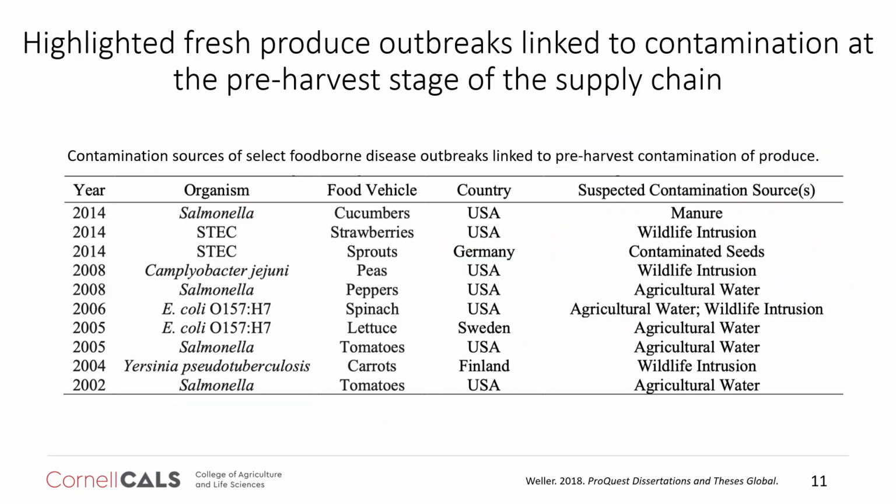Here is a table of a more comprehensive list of foodborne disease outbreaks linked to pre-harvest contamination of produce up until 2014. As we can see, these cases are not alone, and these contamination sources are very typical for pre-harvest level contamination.